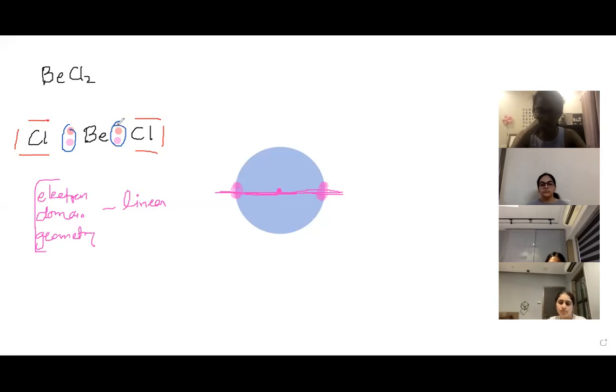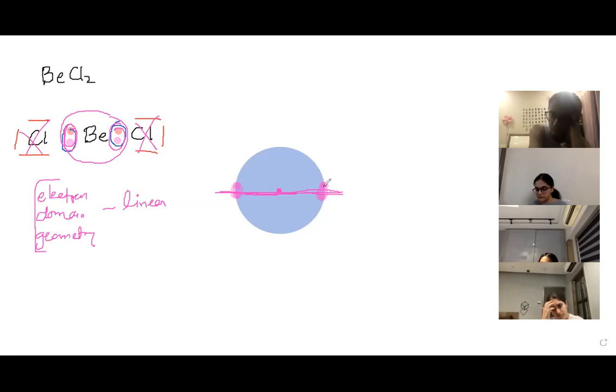So in beryllium chloride, because the beryllium atom has 2 electron domains around the central atom, we don't consider the surrounding atom at all. For the shapes of the molecule, surrounding atoms are not important. Central atom is important. Around the central atom, how many electron domains are there? We saw 2. These 2 electron domains will be furthest apart only when they are on the 2 opposite sides of the sphere.